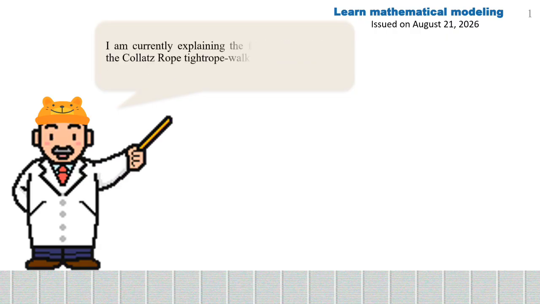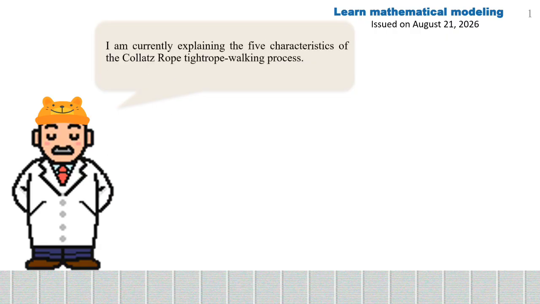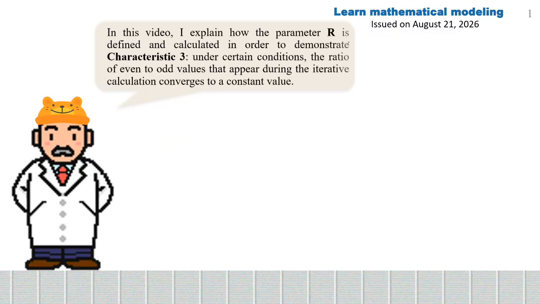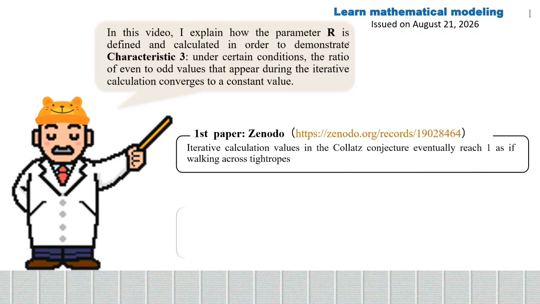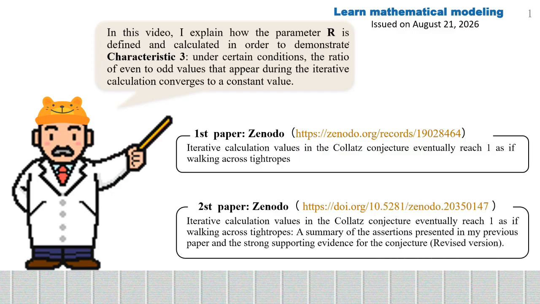I am currently explaining the 5 characteristics of the Collatz Rope tightrope walking process. In this video, I explain how the parameter R is defined and calculated in order to demonstrate characteristic 3. Under certain conditions, the ratio of even to odd values that appear during the iterative calculation converges to a constant value.